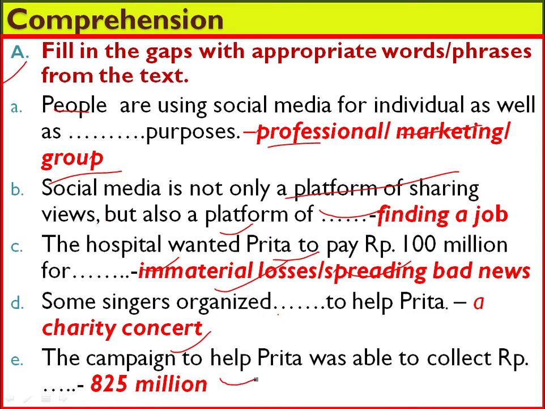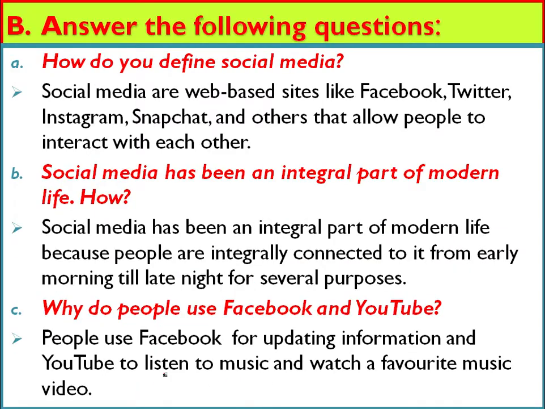The campaign to help Rita was able to collect RP 825 million. Then about answer the following questions. How do you define social media? Social media are the web-based sites like Facebook, Twitter, Instagram, Snapchat, and others that allow people to interact with each other. Social media has been an integral part of modern life. How? Kasari social media euta abhinna anga integral part bhayeko cha modern society ko. Social media has been an integral part of modern life because people are integrally connected to it from early morning till late night for several purposes.